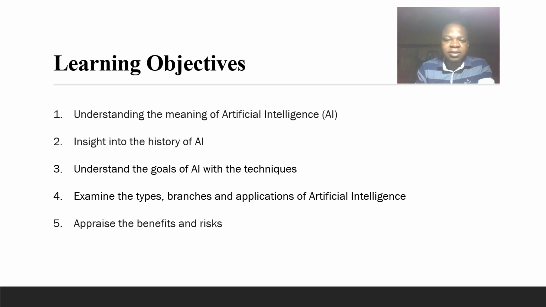The learning objectives for this class are for the student to understand the meaning of AI, to have an insight into the history of AI, and understand the goals of AI with the techniques. We also want to examine the types, the branches and application of AI. And lastly, to appraise the benefits and risks of AI.